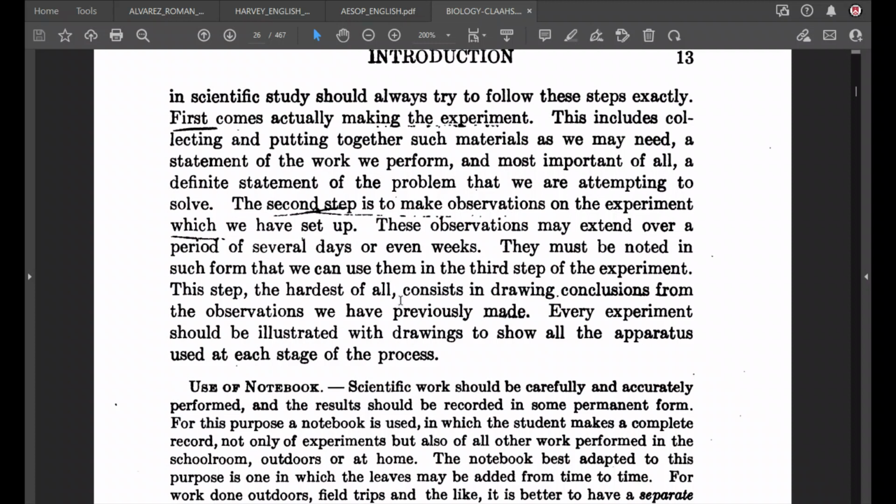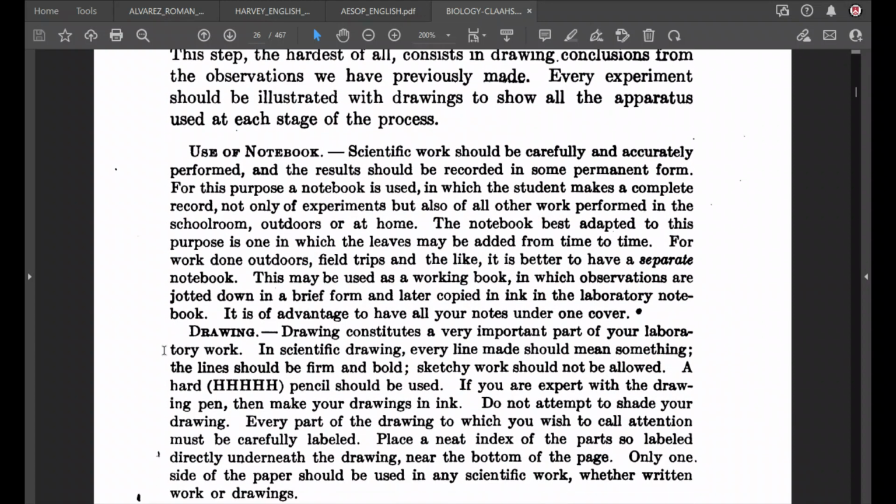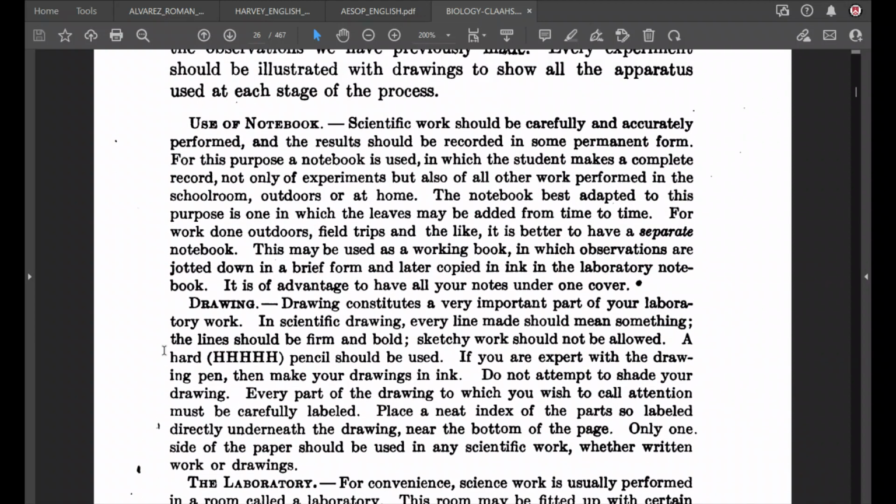This was a big deal back when I was in school because we didn't have computers. We didn't necessarily have cameras at hand all the time. We had to rely more on taking notes, on making hand-drawn illustrations and things like that. So this may be a little bit dated, but still helpful if you'd like to use a notebook for this kind of thing. And then there's also a note on drawing.